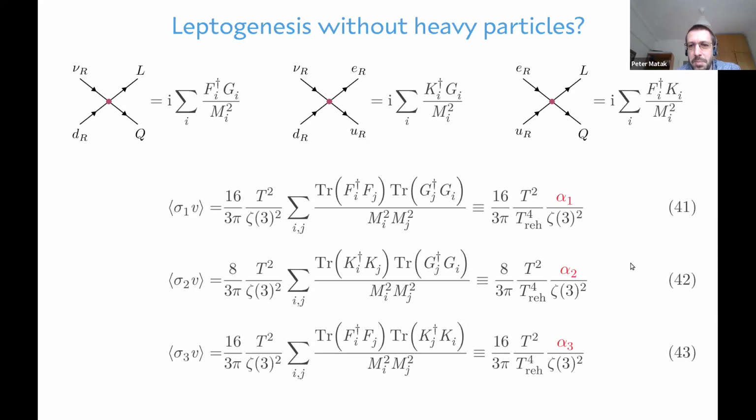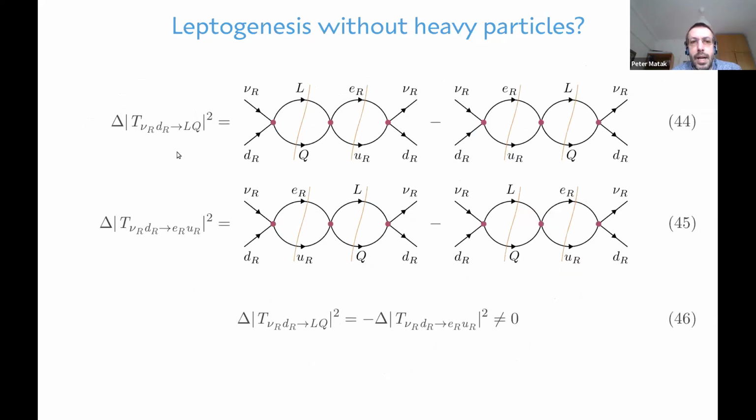You can compute the thermal averages, and you can observe the simple scaling with reheating temperature and the temperature of the medium. From these traces, we absorb the mass dependence, and we introduce some alpha 1, 2, 3 couplings for each of these reactions. Okay, we calculate the asymmetries, and for now, remember that an out-of-equilibrium particle must be in the initial state.